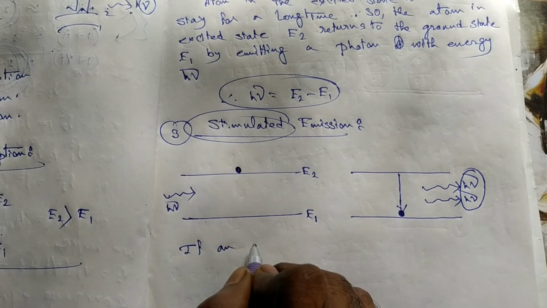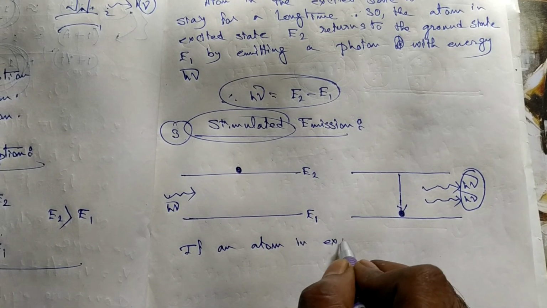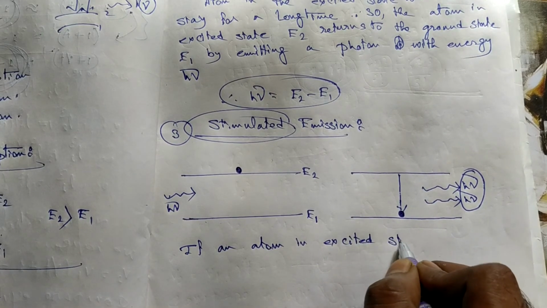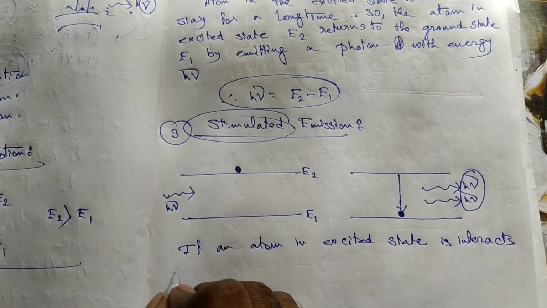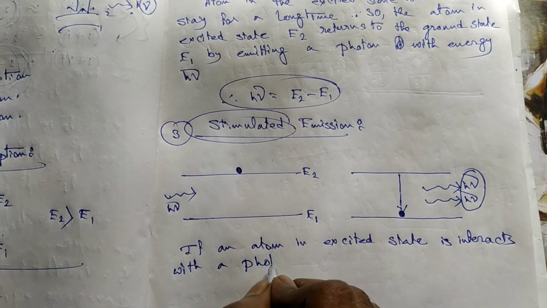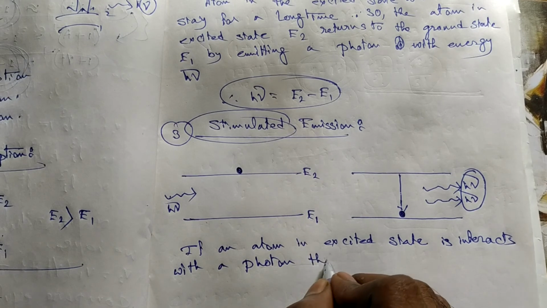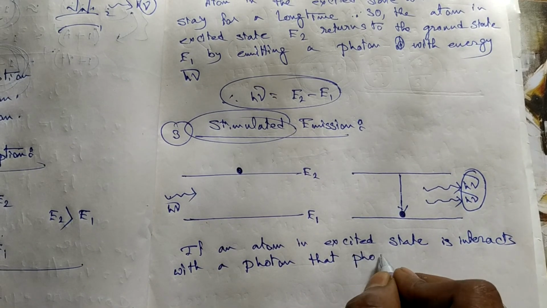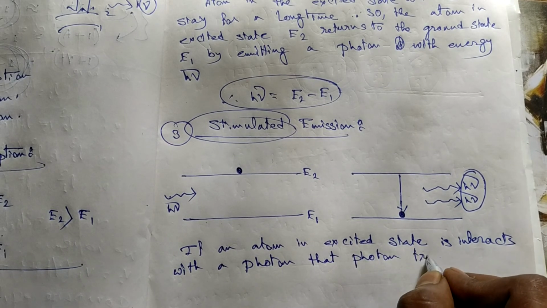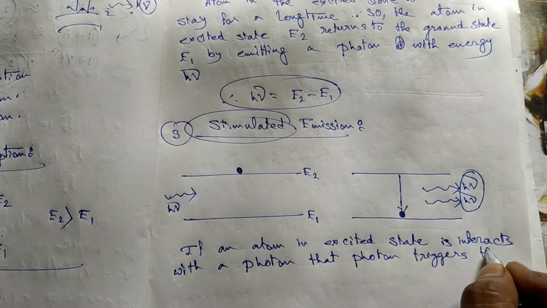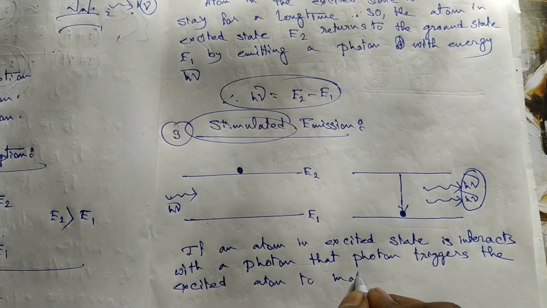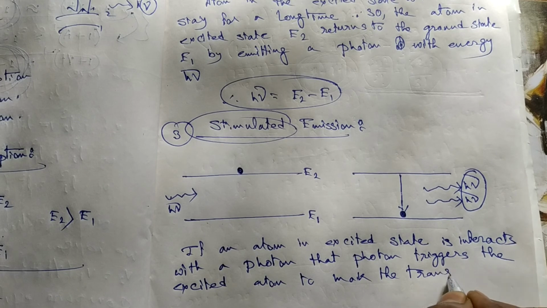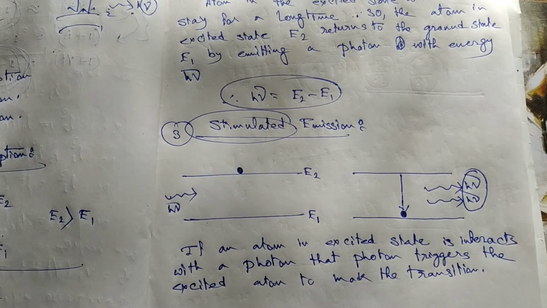That means if an atom in an excited state interacts with a photon, that photon triggers the excited atom to make the transition, and we make the transition.